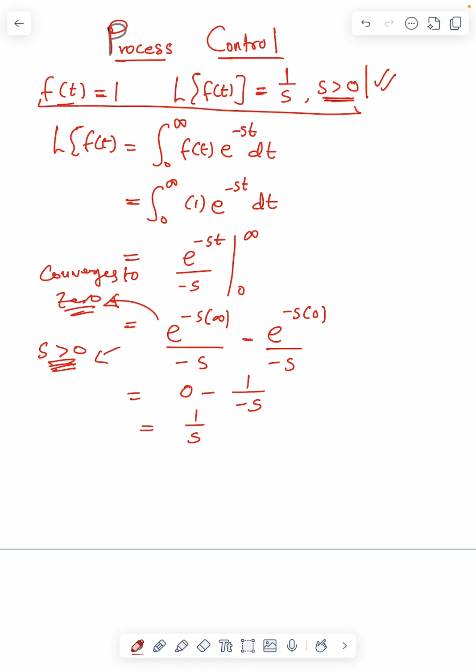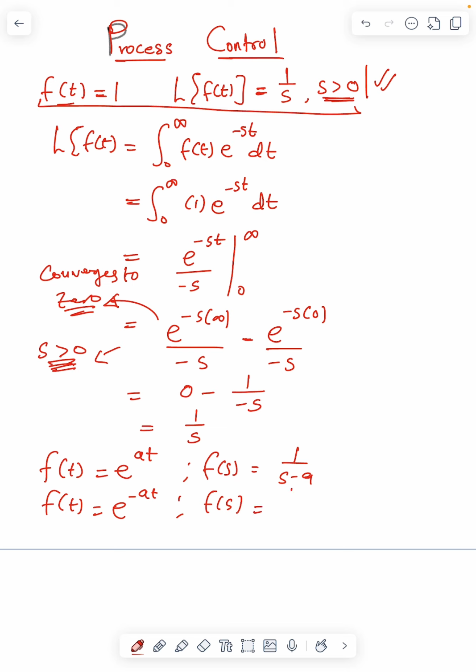Then another one that I proved in the last video was that if f of t equals e to the a t, then the Laplace transform is going to be 1 over s minus a. Similarly, if f of t equals e to the negative a t, the Laplace transform is going to become 1 over s plus a. This is very important. You will see when we do an example that has to do with the applications of these two concepts, right?